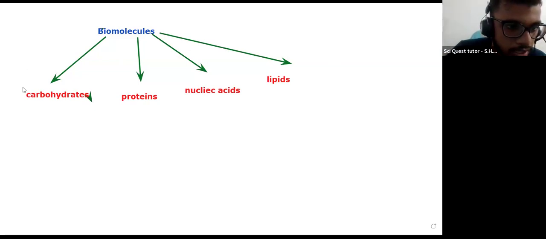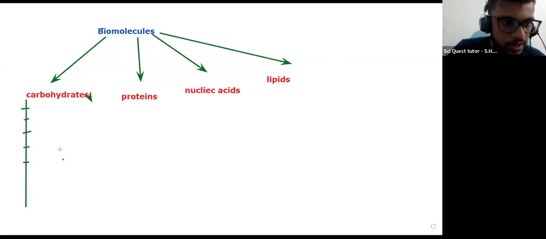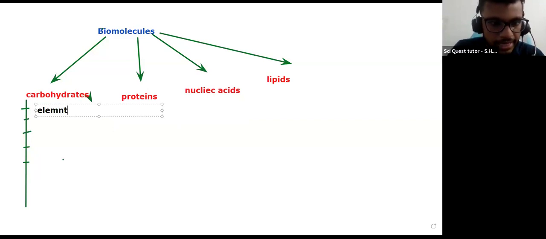I will try to list into subtopics. 1, 2, 3, 4, maybe 5. Okay. Number 1, students, you all should know the elemental composition. What are those elemental compositions? Elemental composition. It's like this.